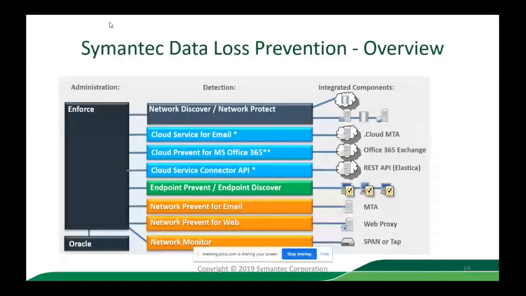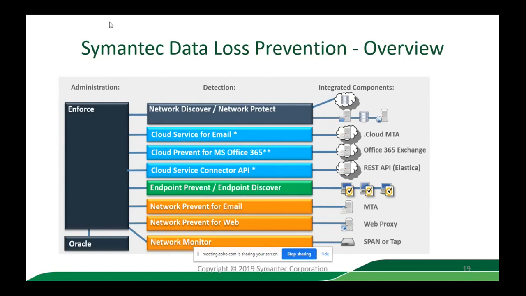You have an endpoint prevent server and endpoint discover server. You have a network prevent for email, network prevent for web, and the network monitor. All of these detection servers can either be virtual or appliances. However, the network monitor has to be a device. You cannot have it as a virtual appliance. Also, the enforce, you can have it as a virtual appliance.